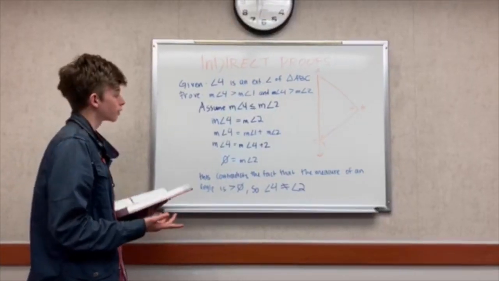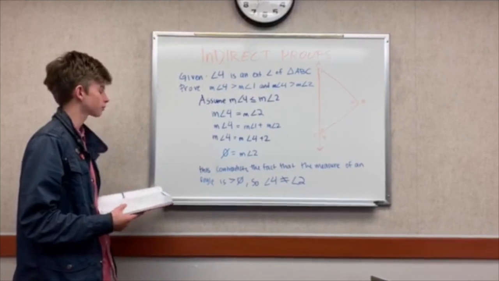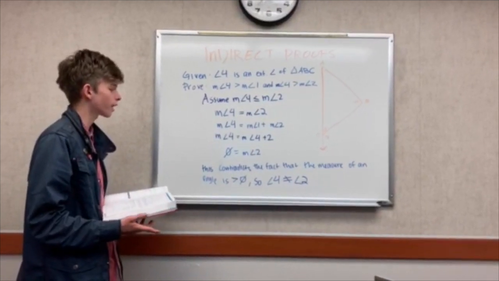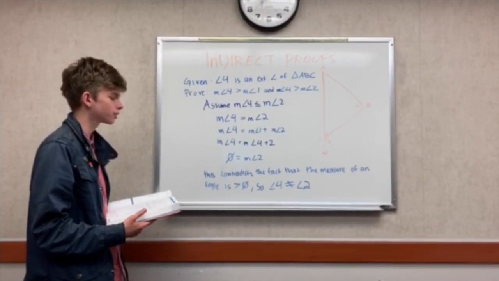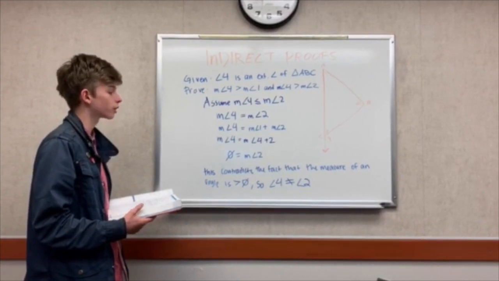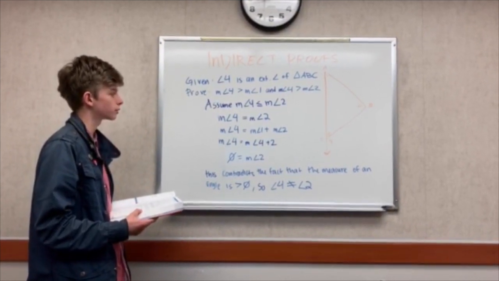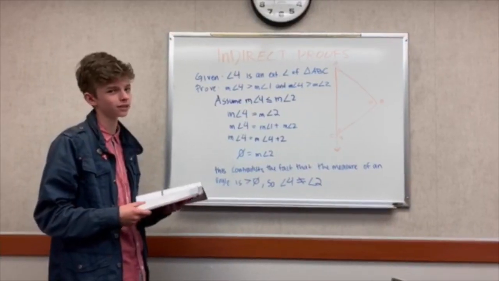Alright, so to end the indirect proof, we end with a little statement. And we're going to write, this contradicts the fact that the measure of an angle is greater than 0, so the measure of angle 4 cannot equal the measure of angle 2. And that's all, Dora. Perfecto. Let's move on to the next concept.